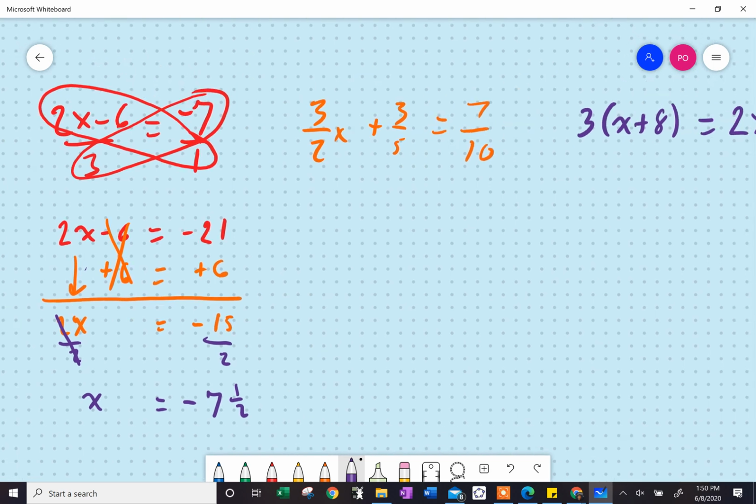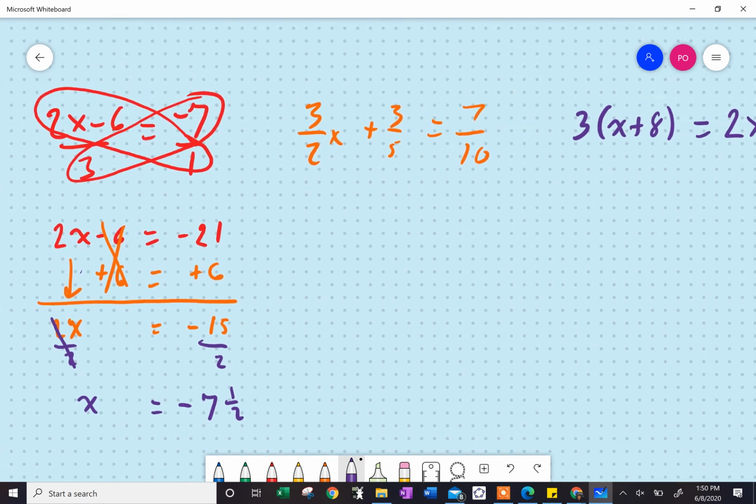Moving right along. Oh my goodness. All right, here we go. Here's the mamba jamba of all math problems right here. You're so lucky that I'm doing this with you.